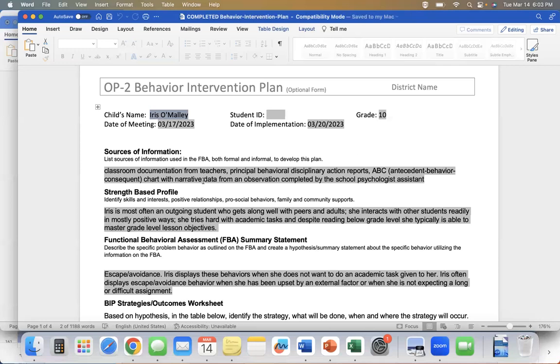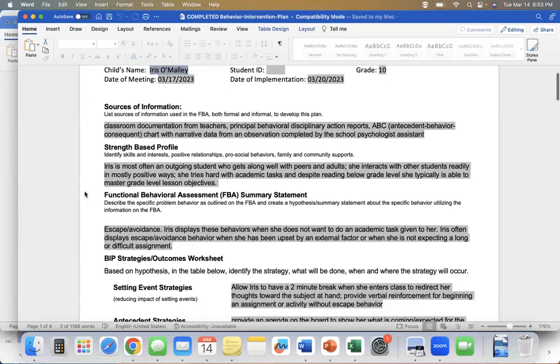Looking at a strengths-based profile, then we want to see what does Iris do well? What does she manage on her own? What can she do independently so that we can use some of those things to create replacement behaviors? So she's usually an outgoing student. She does well with peers and adults, typically interacts with other students in generally positive ways, and she does try hard, typically with academic tasks. Even though she's reading below grade level, she usually is able to master those grade level lesson objectives.